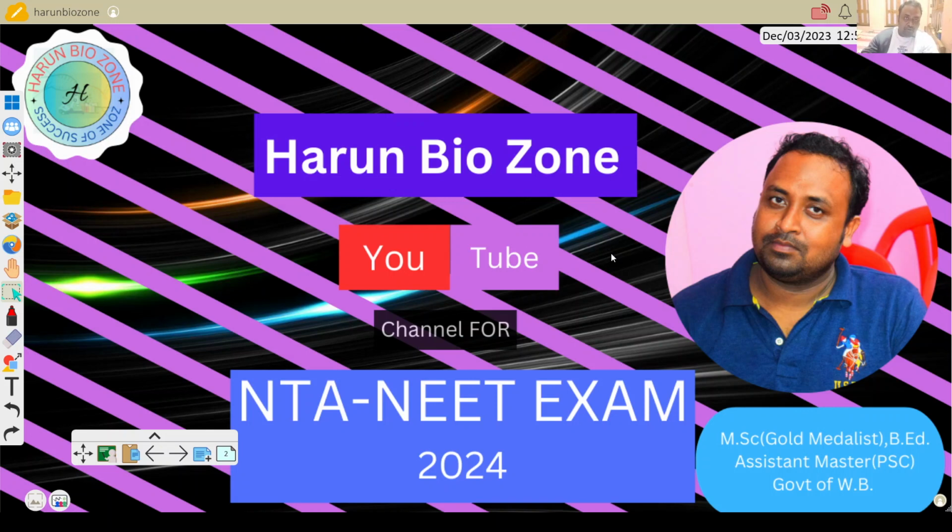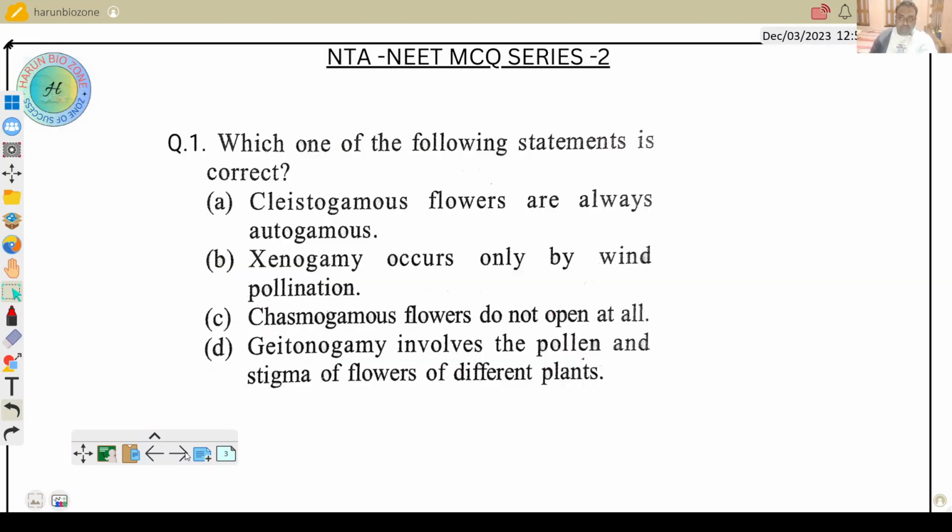So let's start to solve the MCQ questions. The first question is, which of the following statements is correct? First, cleistogamous flowers are always autogamous. So here two terms are present, cleistogamous and autogamous.